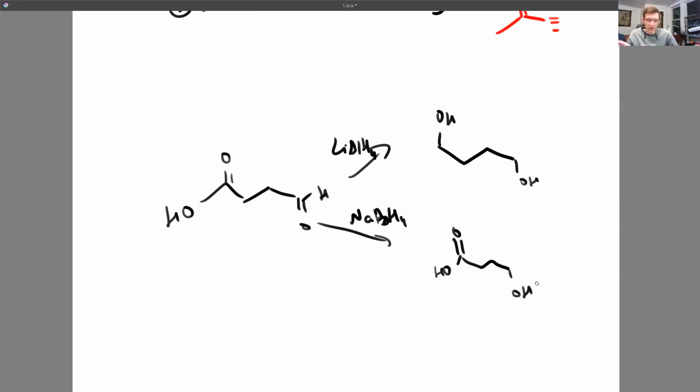So, not always, no. Wait, so do we not want both sides to turn into alcohol? Well, it depends on what you want as your product. It can totally vary based on what you're trying to achieve.